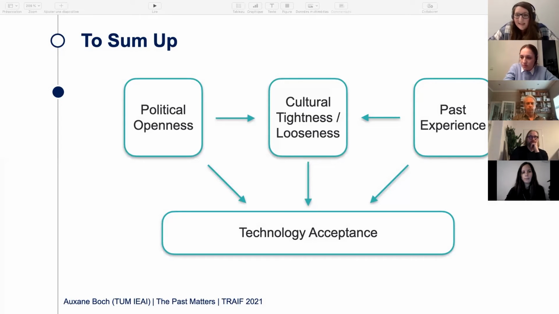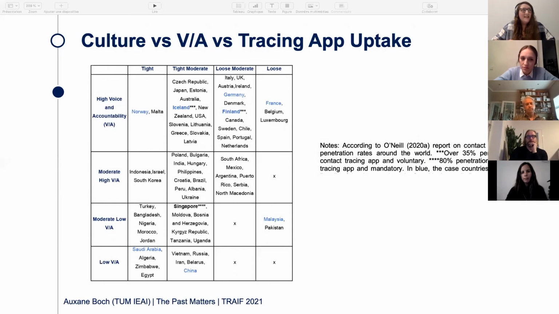So here it is. It is that simple or that complicated. That is our first conclusion, our main conclusion. Technology acceptance in this context was impacted by political openness, which is part of the global culture, if you can say, cultural tightness and looseness, and past experience. If a government dealt with this really well in the past, populations would have a higher tendency to follow them. This can, of course, be put in a bigger framework, such as the technology acceptance model, but because of the length of this presentation, I didn't want to get in there. But this is considered in the technology acceptance model.